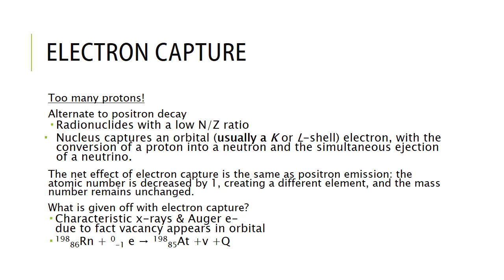You're going to have that characteristic X-ray emitted and an Auger electron due to that vacancy that appears in the orbital. So remember, as an electron moves from a higher energy orbital into a lower energy orbital, there's going to be a net energy change equal to the difference between the two orbitals' energy levels. So it's going to be either, again, that characteristic X-ray or the Auger electron. The characteristic X-ray is going to be a photon with an energy equal to that energy difference. And again, that X-ray is characteristic of the element involved because the orbital energy separations are specific to each element.